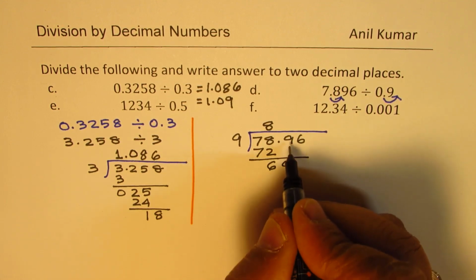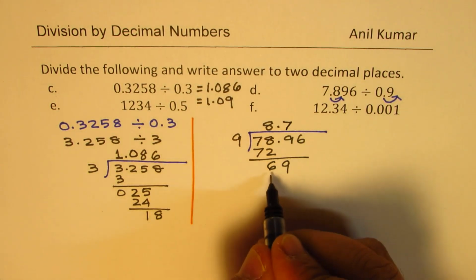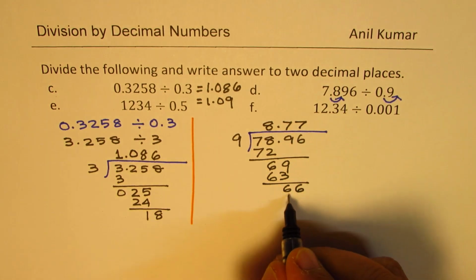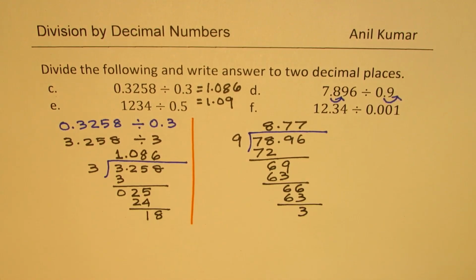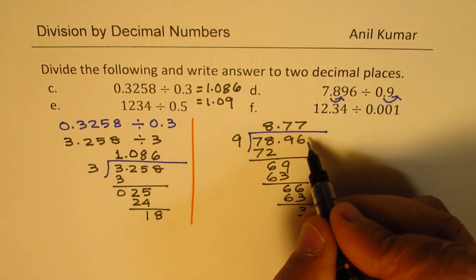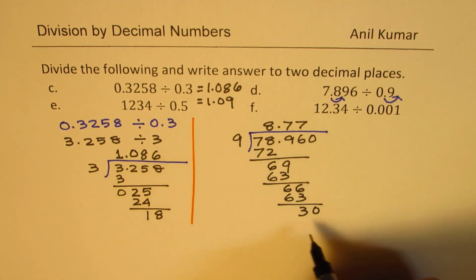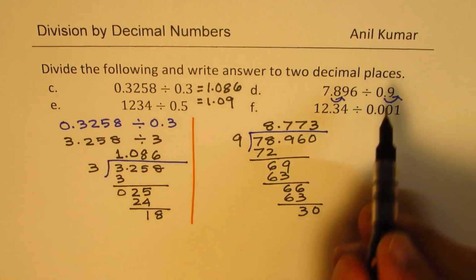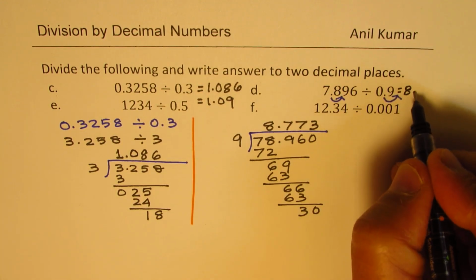Bring down 9. Since this is after a decimal, we'll put a decimal number. 9 times 7 is 63. And we get here 6, bring down 6. And 9 times again 7 is 63, right? So we get here 3 as the remainder, correct? Now, since you could bring 0 here and then further continue, so that will give you 9 times 3, right? Since we are limiting ourselves to 2 decimal places, this answer should be written as 8.77. So we get here 8.77.